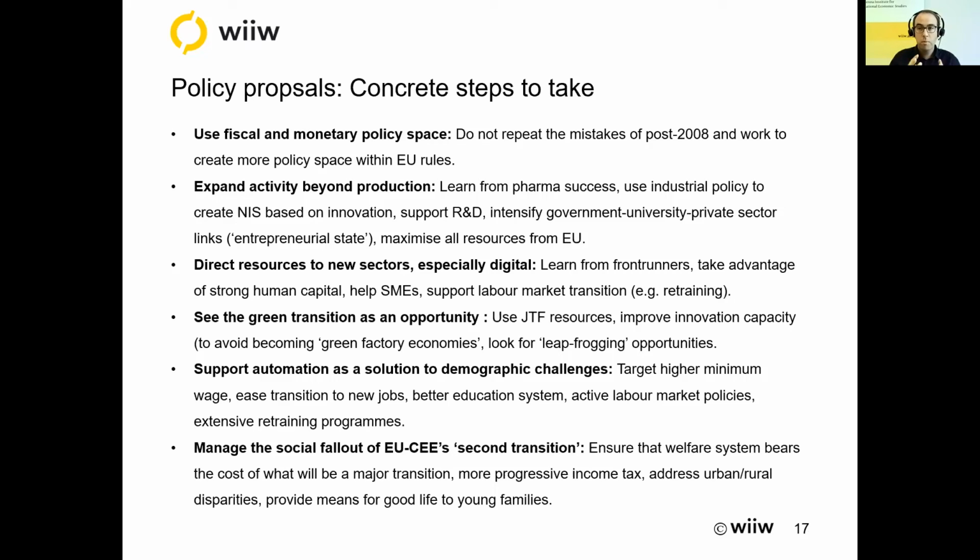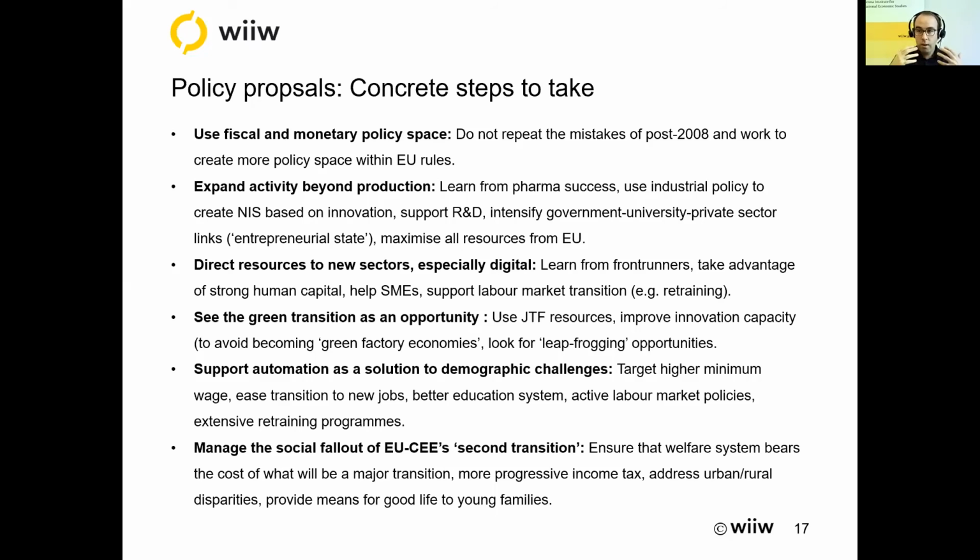So the first part is to use the monetary and fiscal space that is available. Don't repeat the mistakes of last time. I think we're on a good track in that sense, by the way, and also to work to create more policy space within the EU fiscal rules, to try to change the debate in a way about fiscal and monetary policy at the EU level, to support economies through this transition.